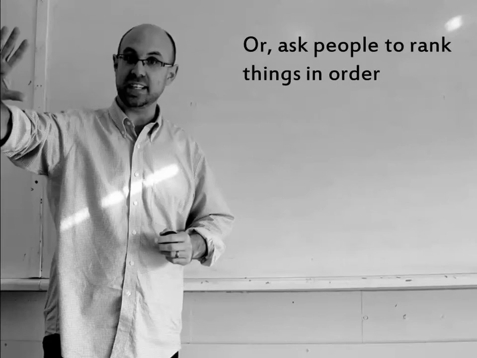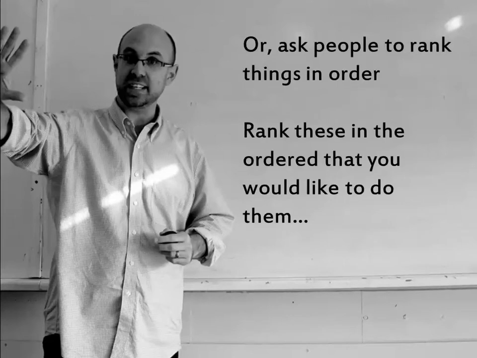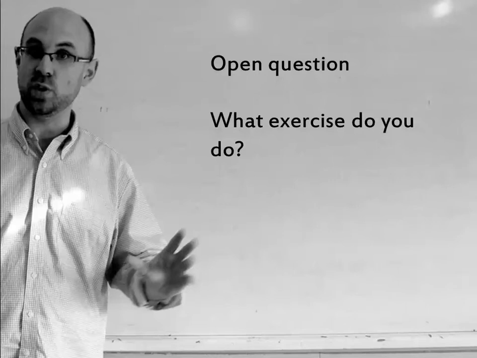Next up, you can in fact ask people to rank things in order. So you could say, rank these in the order that you would like to do them. Running, swimming, archery, tennis, and then you can actually say, oh, 30% of people picked running as their top option. But it gives you more rich information. Again, it's not garbage. You can say, oh, not only do people prefer running, but they liked it better than the following options. And again, you can talk in specifics. So consider getting people to rank things.